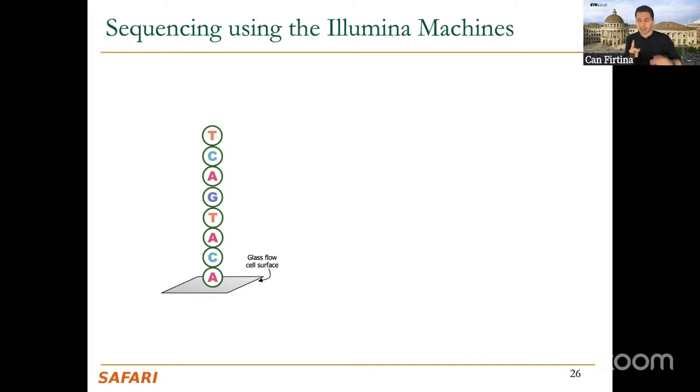So this means that you can synthesize a complementary version of it, and then this can be your adapter, and you can attach it here, so that you make sure this one attaches to those surfaces in the glass surfaces in the Illumina machine. So this is one step of information that I want to introduce.